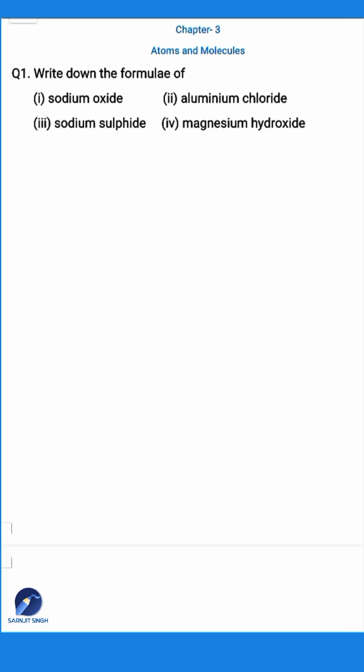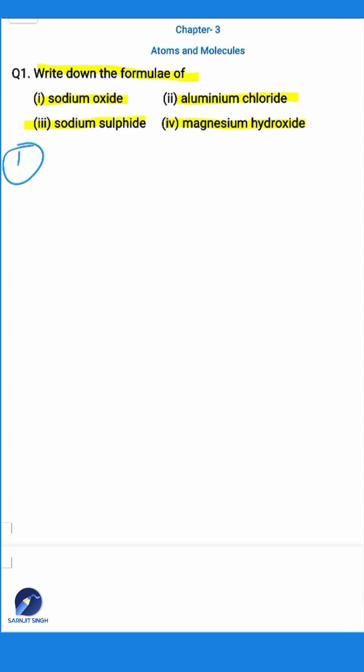Here is a question from class ninth, chapter number 3, atoms and molecules. The question is that we have to write the formulas of: first part, sodium oxide; second, aluminium chloride; third, sodium sulphide; and the fourth part, magnesium hydroxide. Okay, now move to part number 1.